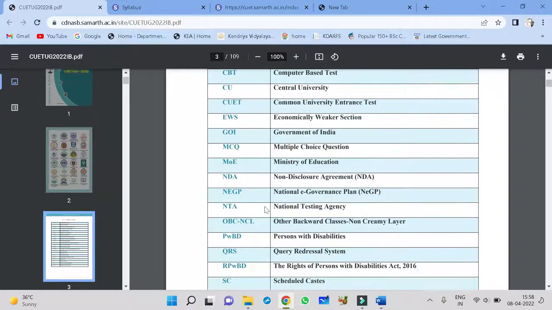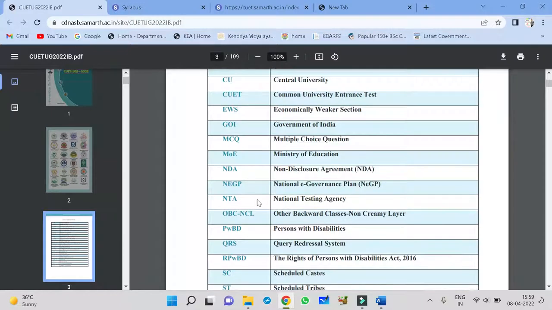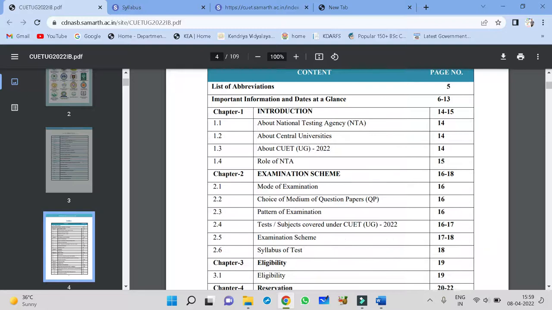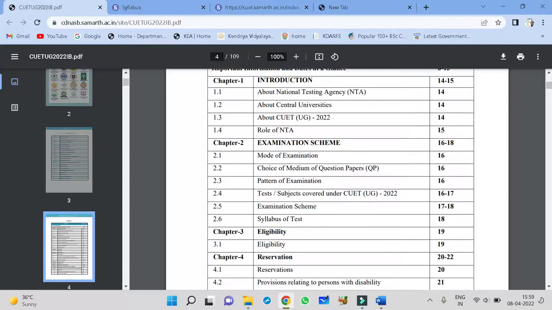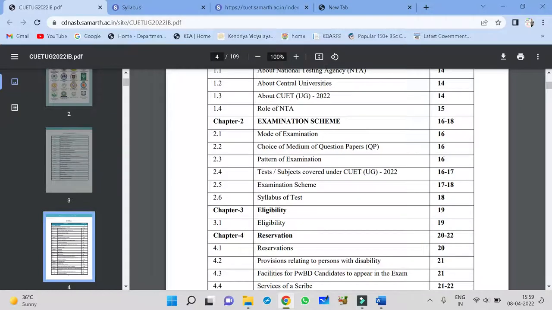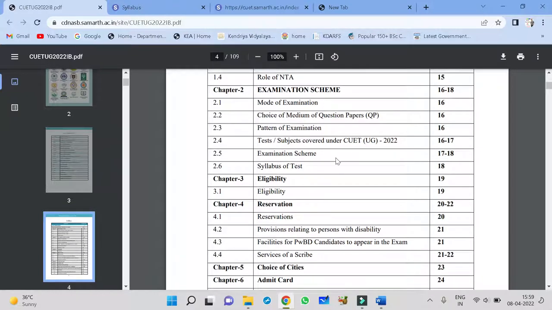About this NTA, everything they have given, right? If you go through this index, see, the introduction about NTA they have given, central universities, about CUET, the role of NTA they have given, the examination scheme. If you are confused about how the examination is, you have to read page number 16, the mode of examination, whether it is MCQ, choice, medium, everything you will get to know, exam pattern, right? Test subject code, everything, examination scheme, syllabus of the test, the syllabus we have to download, right?